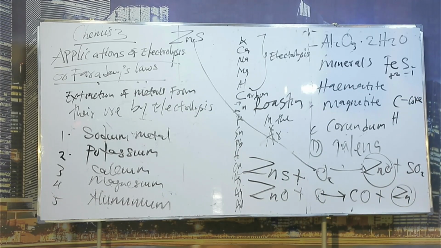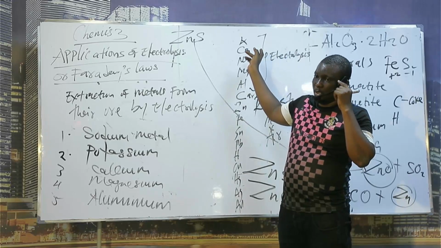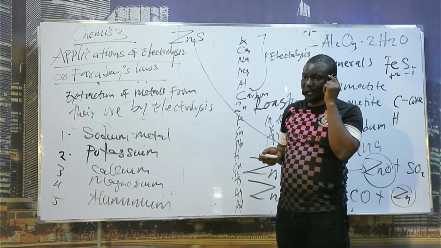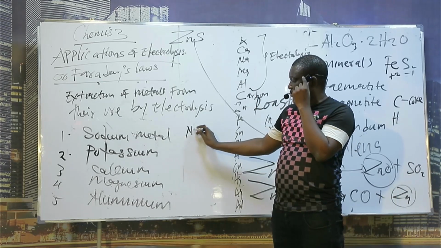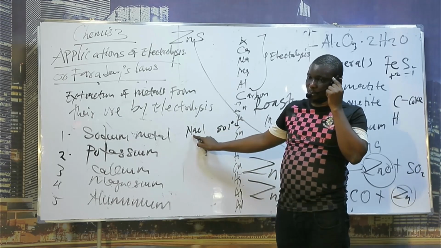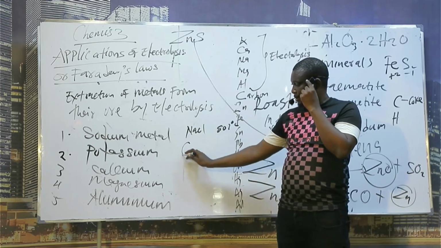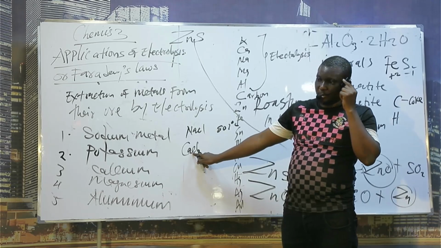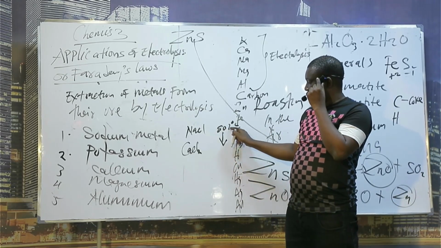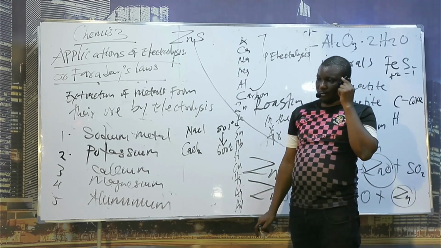Do you know what will happen in the electrolysis of sodium from brine? Remember the Downs cell lowers the melting point. The melting point of sodium chloride is 900, sorry, 801. It is high. But if you add a calculated amount of this thing, what's this? Calcium chloride. It lowers the melting point from 801 to what? To 600.